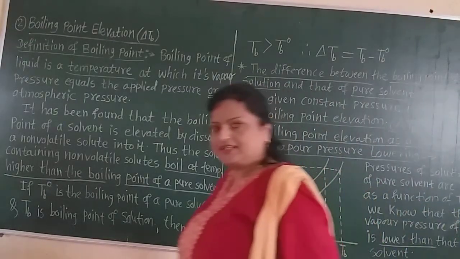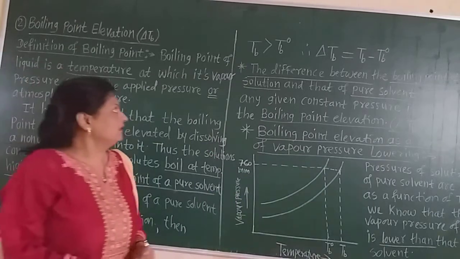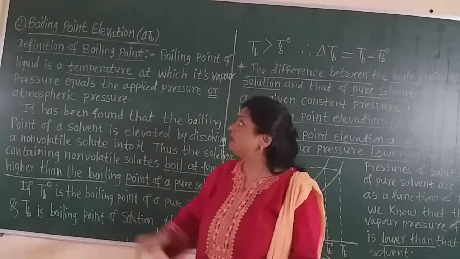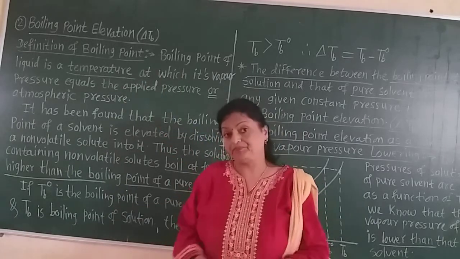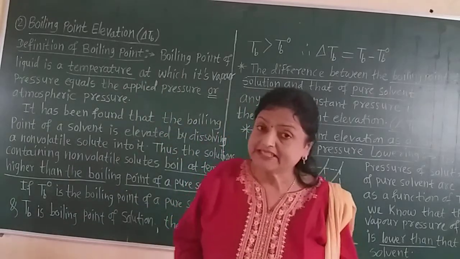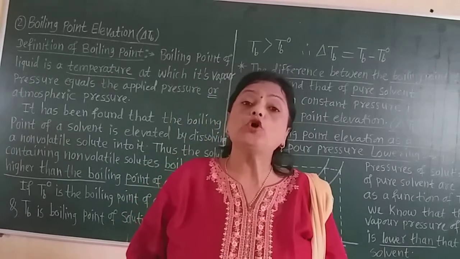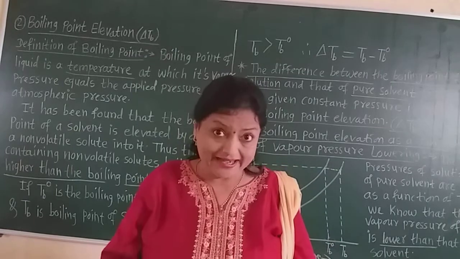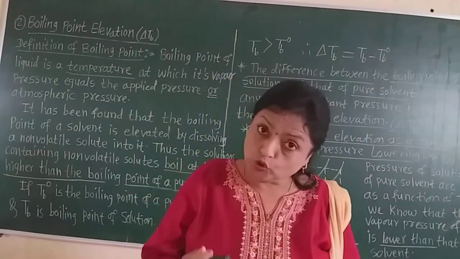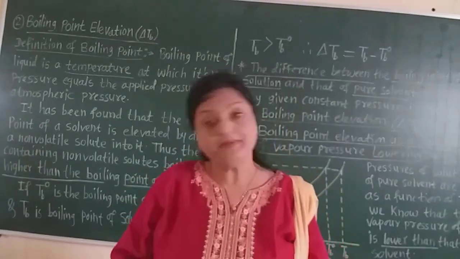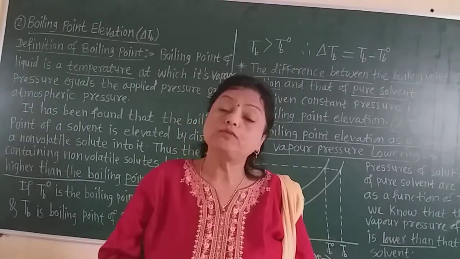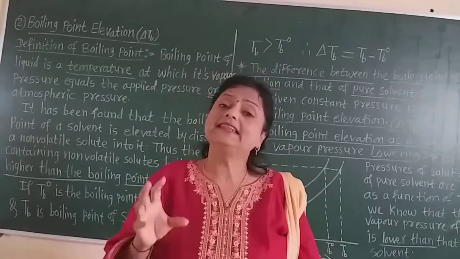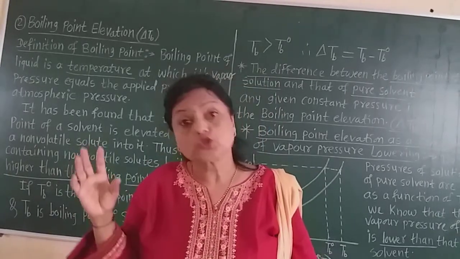Good morning, students. We are learning today the second colligative property, that is the boiling point elevation. Now, elevation means the boiling point of the solution increases if we add a non-volatile solute into that solvent. That means the boiling point of the solvent is less than that of the boiling point of the solution.